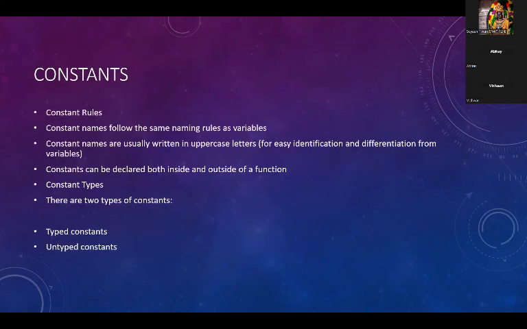Now, what are the constants rules? Constant names follow the same naming rules as variables. That is, constant names are usually written in uppercase letters for easy identification and differentiation from variables. The second one is that constants can be declared both inside and outside a function. And here there are two types of constants, that is typed constants and untyped constants. This is the extra thing which we will come to know in Golang.